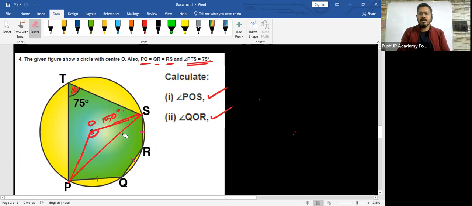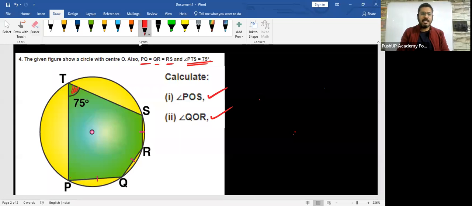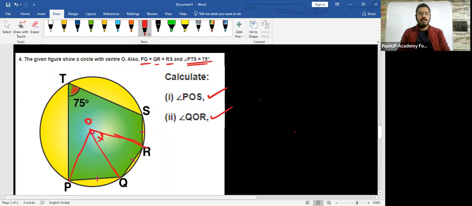Now, the second question is angle QOR. So ask yourself, children, what is angle QOR? It is the angle subtended by chord QR at the center of the circle. Now, whatever is the angle subtended by chord QR at the center, the same would have been the angle subtended by chord PQ at the center, and the same would have been the angle subtended by chord SR at the center of the circle. Do you all agree with this?